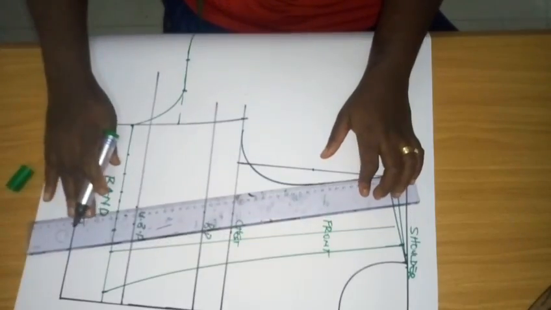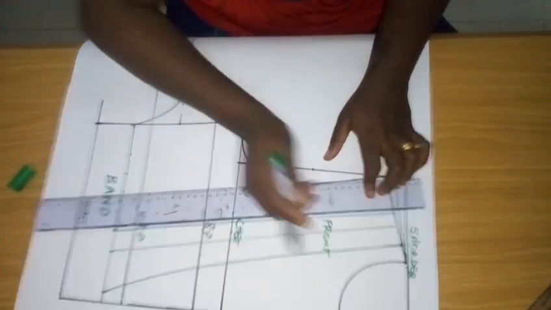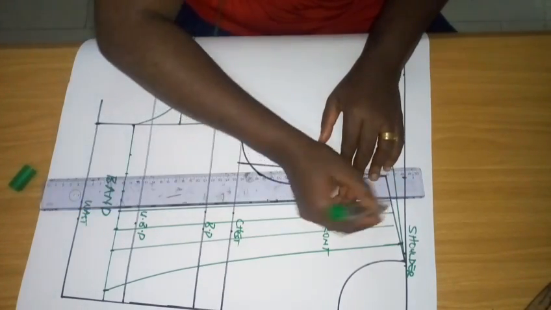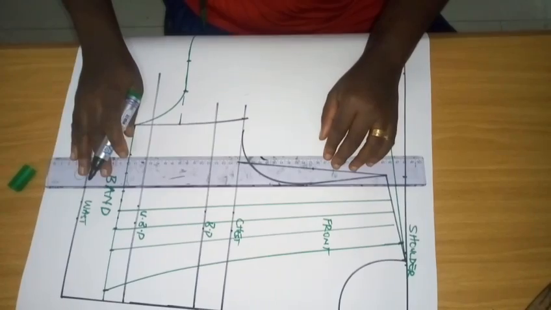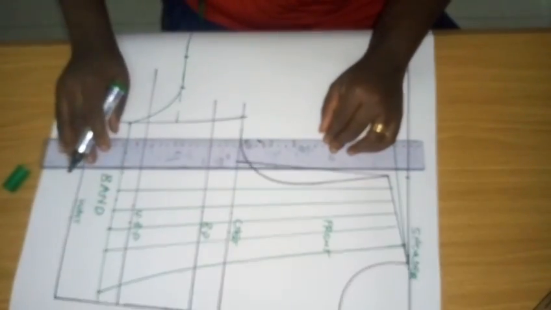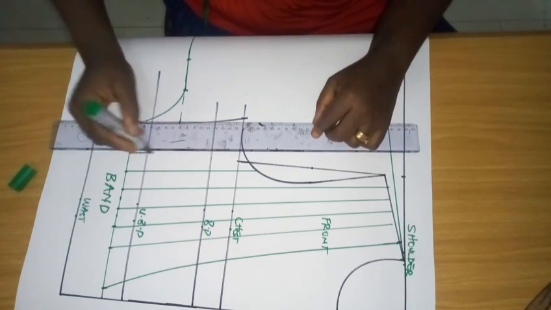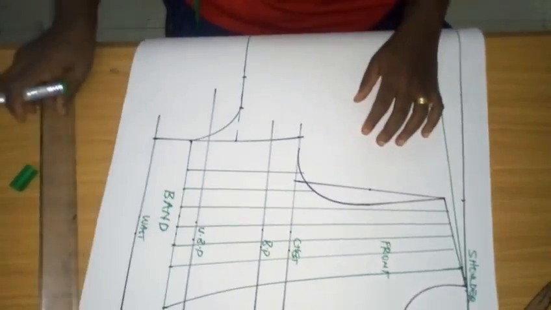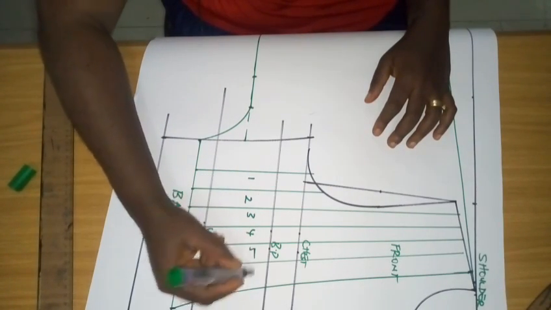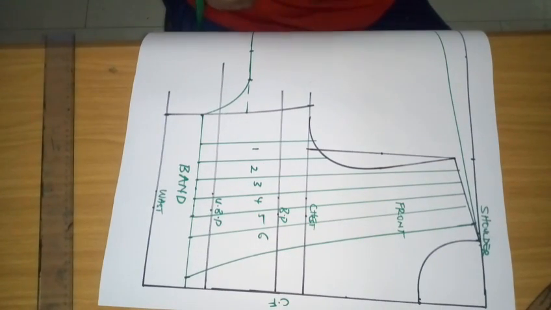So I'll keep drawing my slash line, okay, so I'll keep slashing till I get to this point. So right here I have 1, 2, 3, 4, 5, 6 slash lines. So these slash lines right now, I'm going to cut them off.